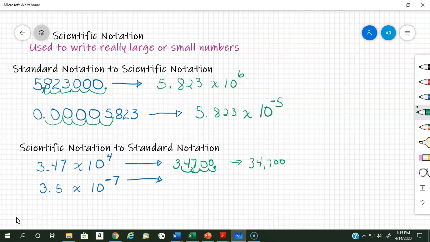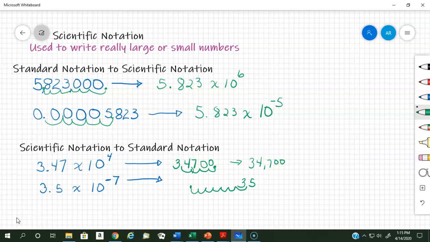I'm going to go in the opposite direction. When it's positive, I'm going to move that decimal point to the right, like we did here. When it's negative, I'm going to move it to the left. So I'm going to go ahead and put my 3, 5 here. I've moved it over a little bit. So this is where my original decimal point was. So now I'm going to go 7 to the left. 1, 2, 3, 4, 5, 6, 7.